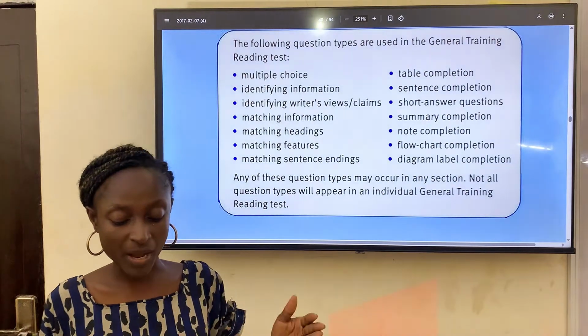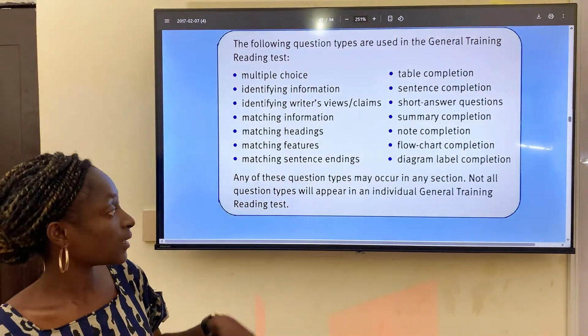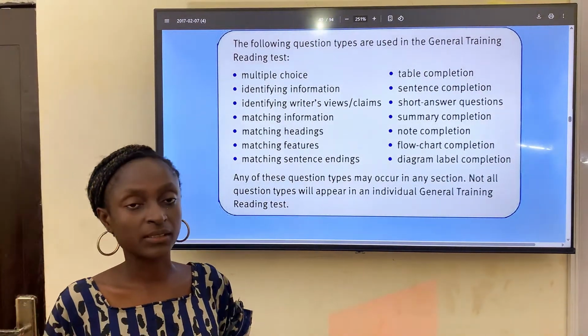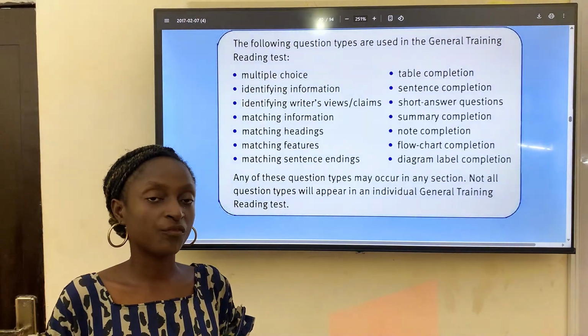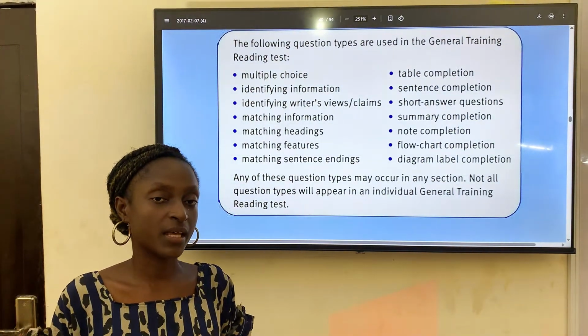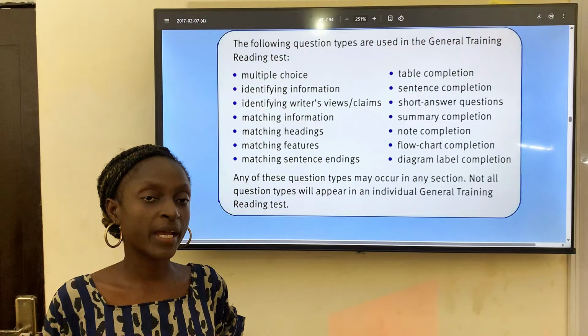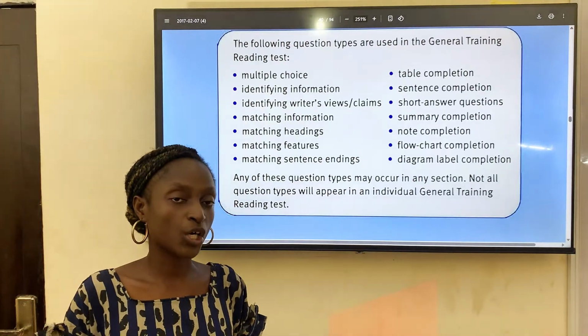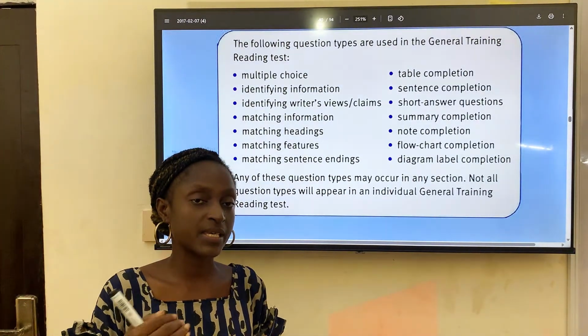Now, we also have matching sentence endings. Under matching sentence endings, you are majorly given different sentences that are often incomplete. So your job is to complete these sentences.